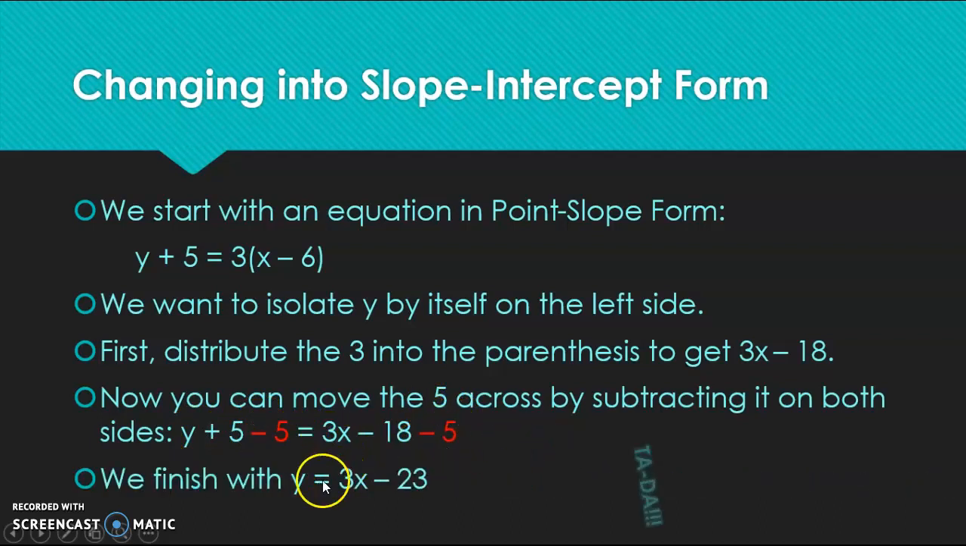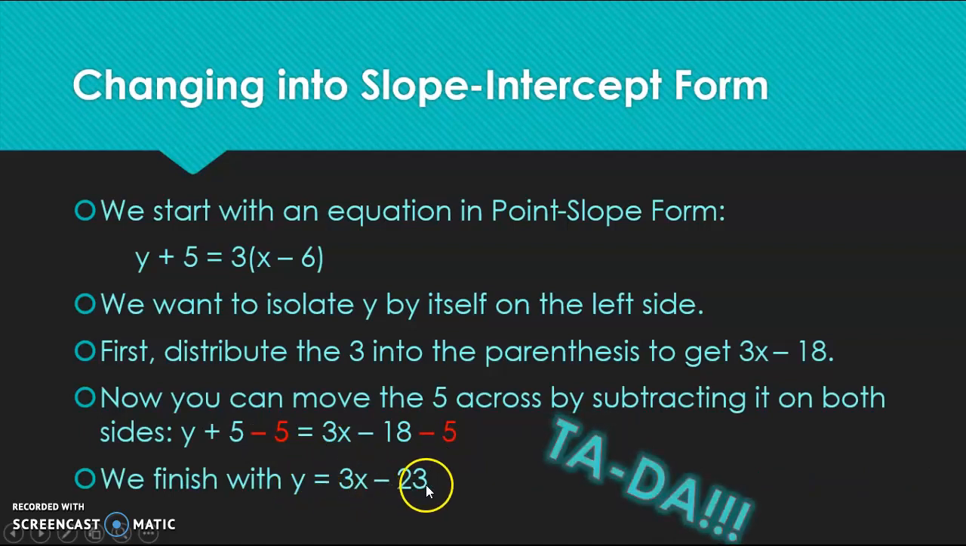And what it finishes with is y equals 3x minus 23, because we took that minus 18 and subtracted 5 from it to get our minus 23. The 3x can't combine with these, if you remember, because these don't have x's, so the 3x stays the same. Okay, so now we have our equation right here in slope-intercept form.